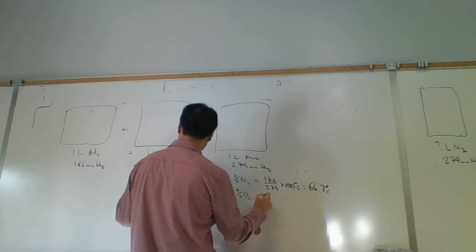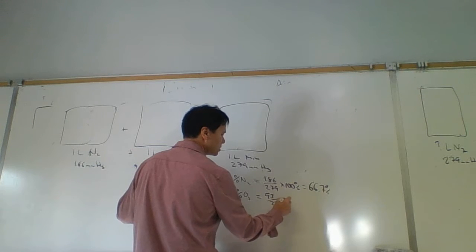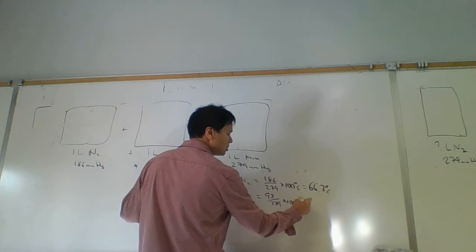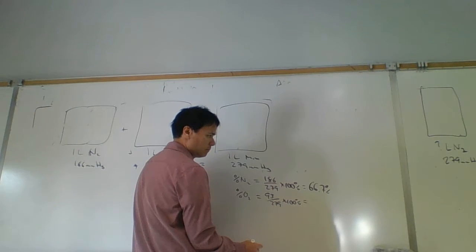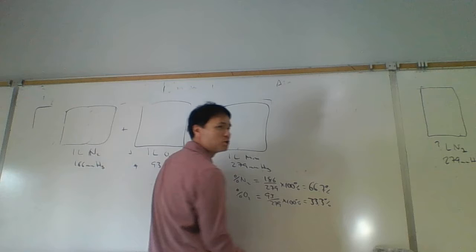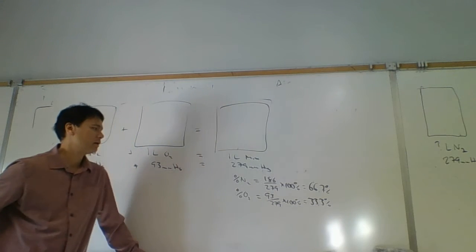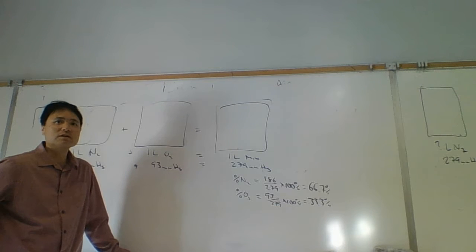The percent oxygen is going to be 93 parts out of 279, or oxygen, times 100%, and what does it come out to? It should come out to 33.3 because both of these have to add up to 100%. And so 186 plus 93 is going to give us 100% of the total.